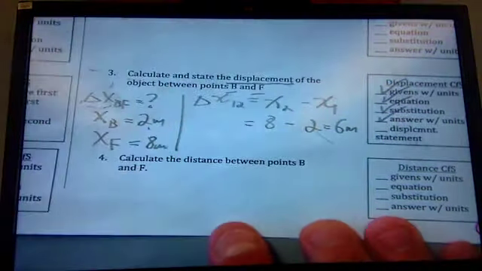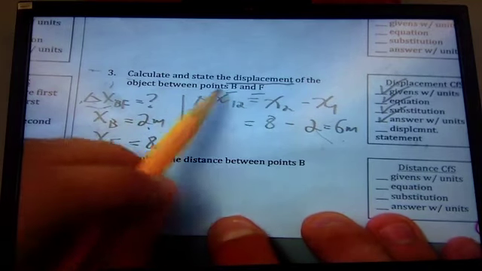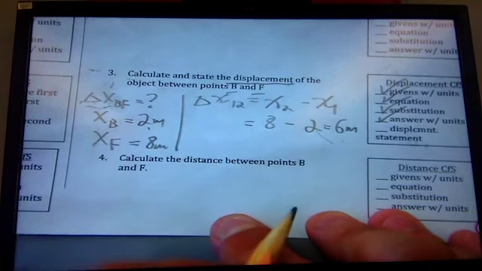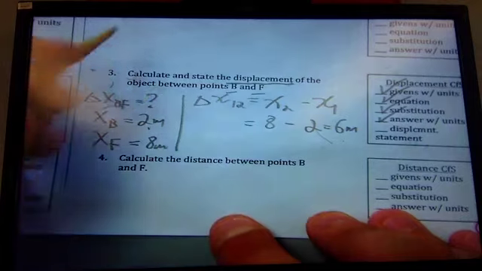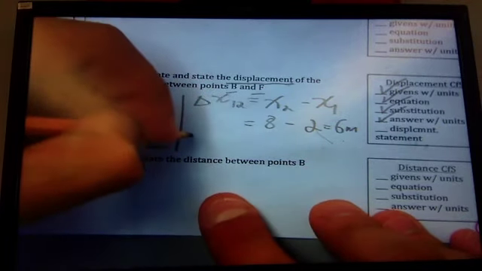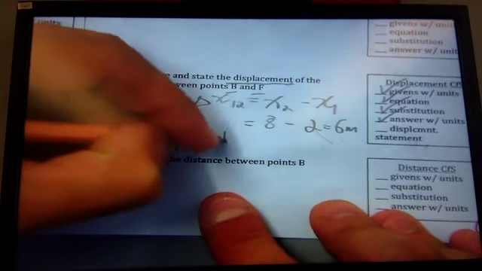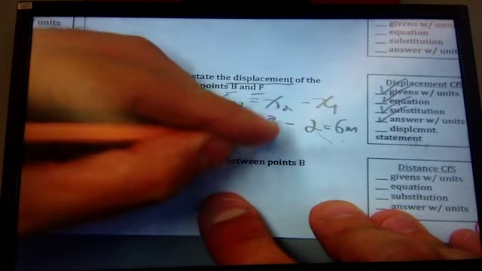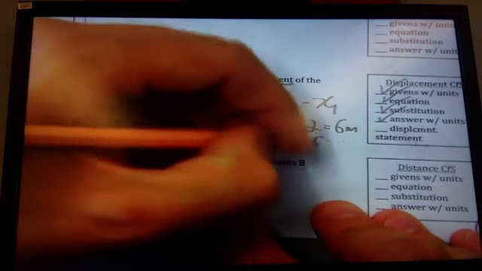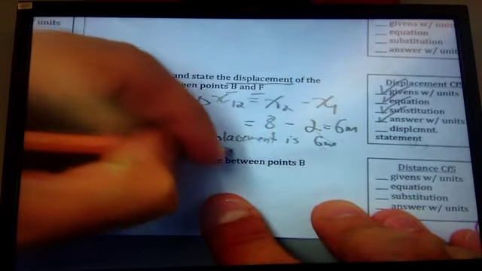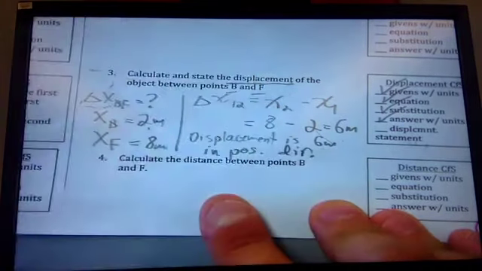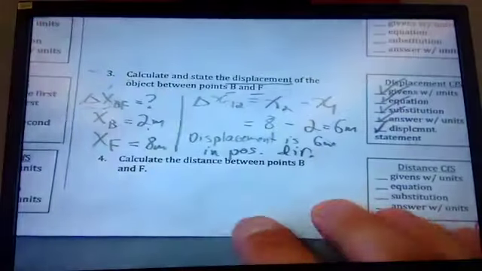I'm not done. Just like velocity, displacement is a vector, which means it includes a direction. So I'm going to write it out. Displacement is 6 meters in the positive direction. That's my displacement statement.